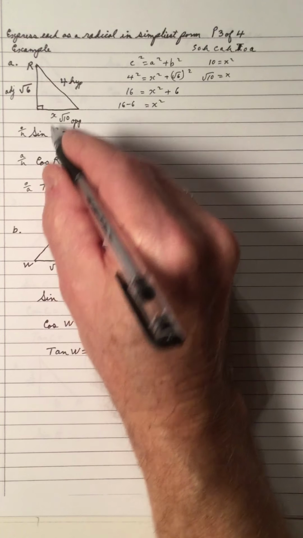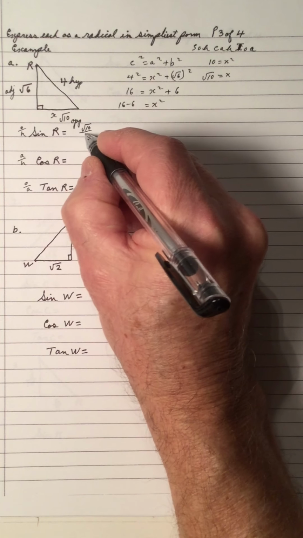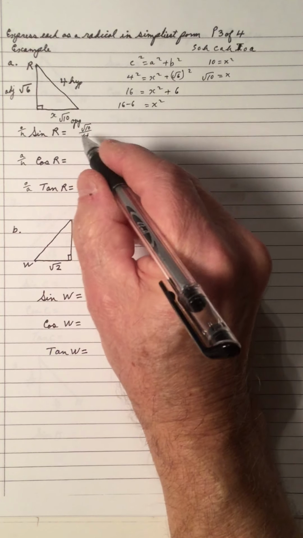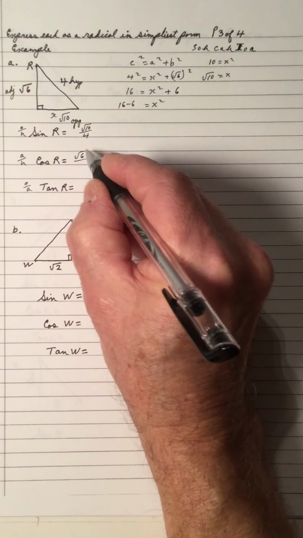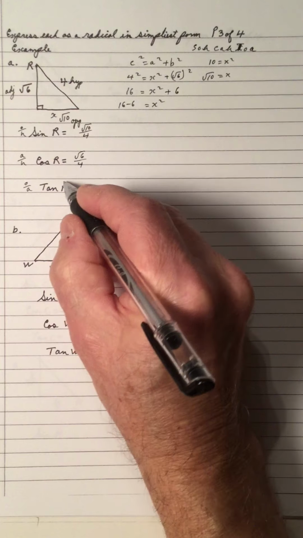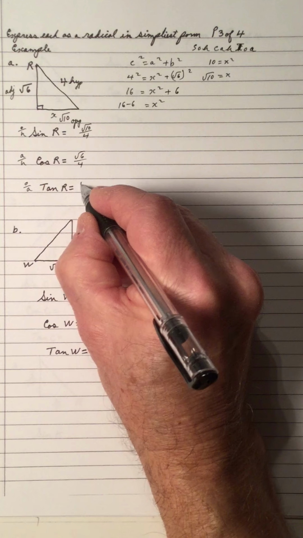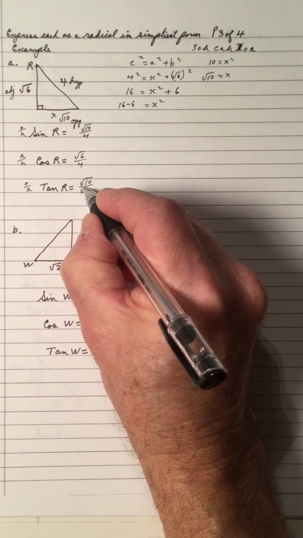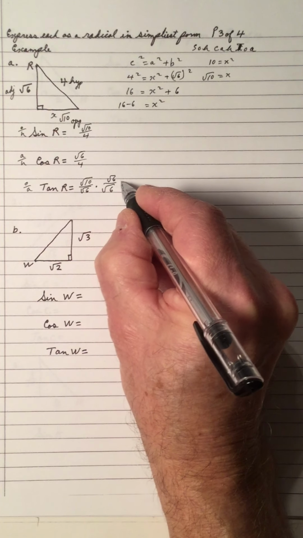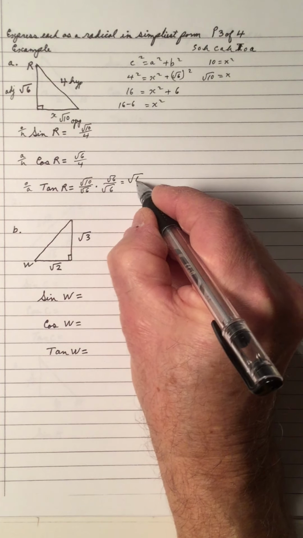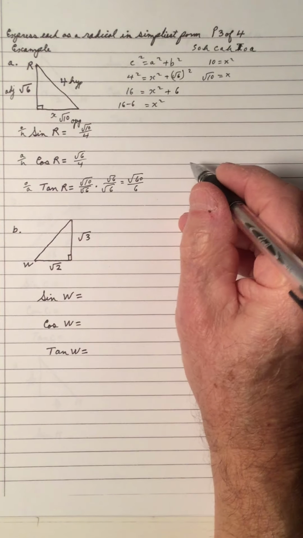And the sine of R is opposite, which is root 10 over the hypotenuse of 4. Don't have to simplify. Cos is the adjacent, which is root 6 over the hypotenuse, which is 4. And tan is opposite over adjacent, so it's root 10 over root 6. So we multiply by root 6 over root 6. That gives us root 60 over root 6 times root 6, which is 6. It's the root of 36.